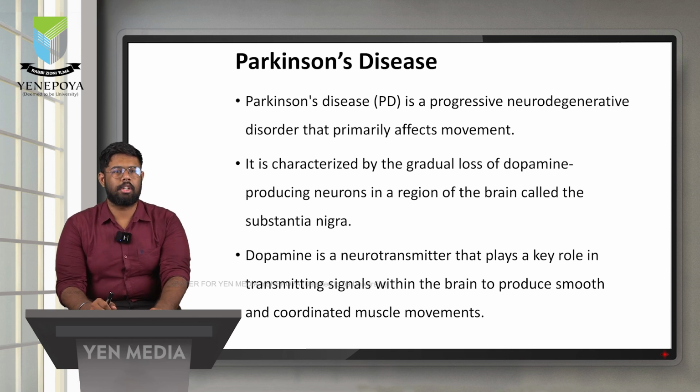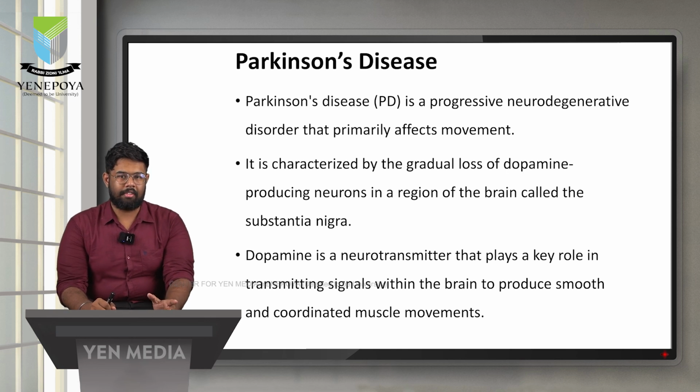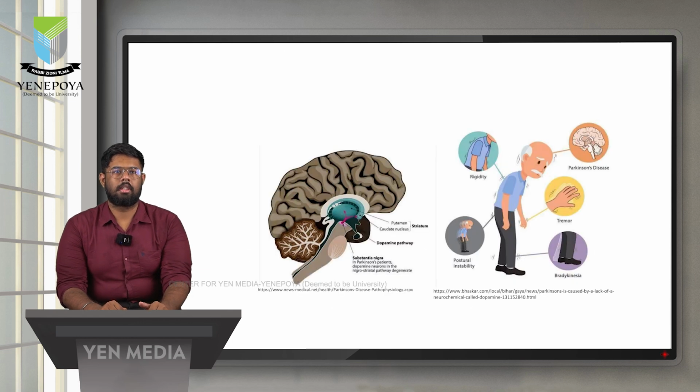Dopamine is a neurotransmitter that plays a key role in transmitting signals within the brain to produce smooth and coordinated muscle movements. So when the dopamine level gets affected, your coordinated muscle movements will also be affected, which will cause rigidity and slowness of movements.